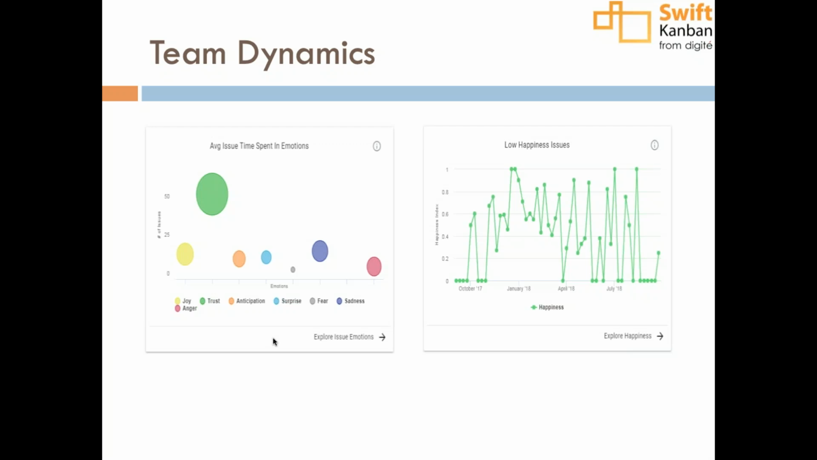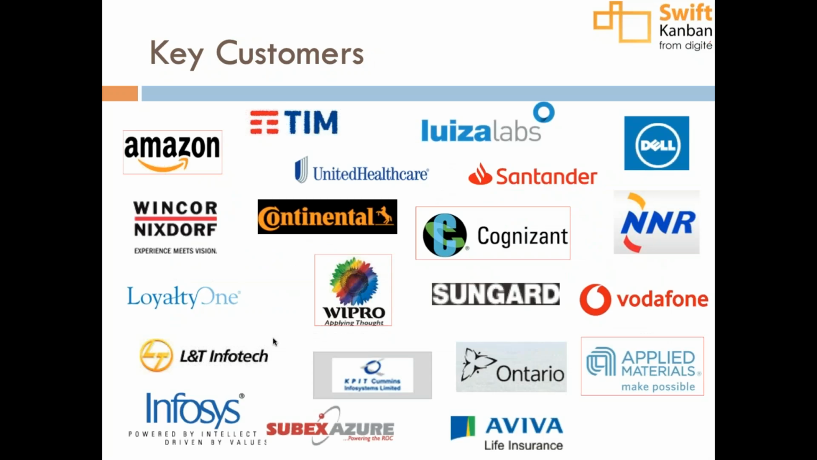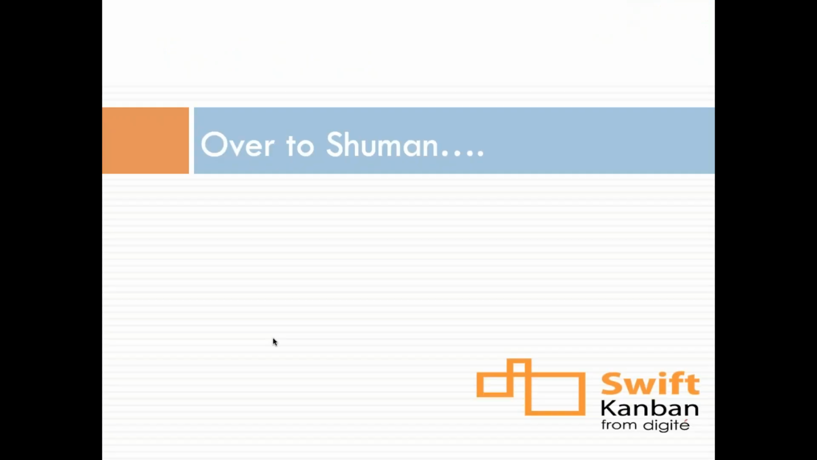Just the last slide here on the customers that we have. You'll see some, hopefully some known names, and some very large brands around the world use us. We have customers ranging from 100,000 plus users to very small companies, 50 to 100 users as well, using our products. So with that introduction, let me go ahead and hand over to Shuman.